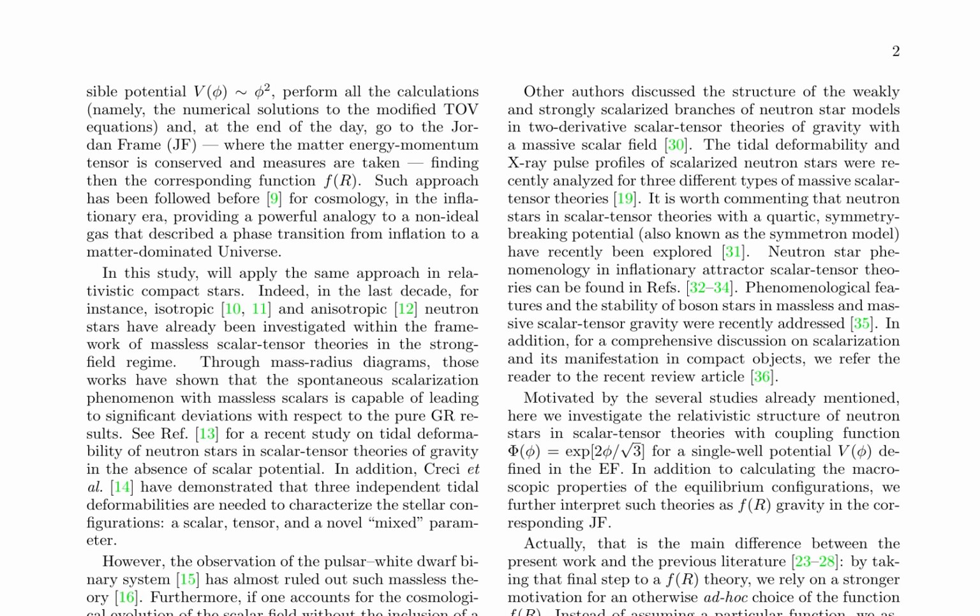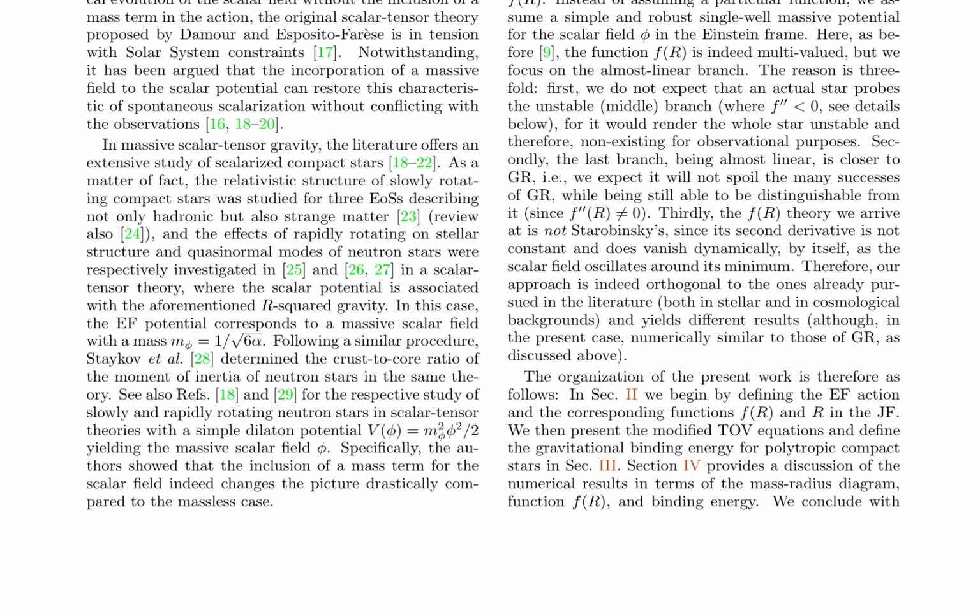The paper begins by defining the Einstein frame action and the corresponding functions F(R) and R in the Jordan frame. It then presents the modified TOV equations and defines the gravitational binding energy for polytropic compact stars. The numerical results are discussed in terms of the mass-radius diagram, the function F(R), and the binding energy.